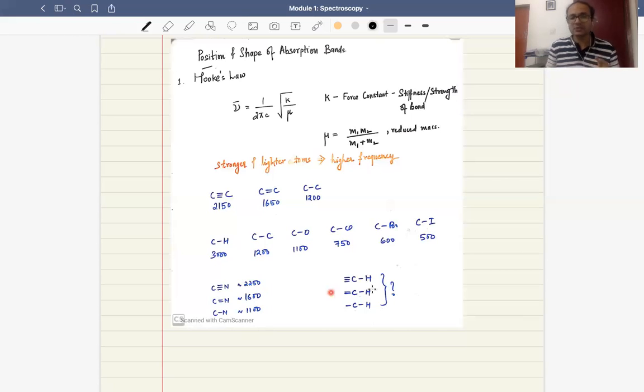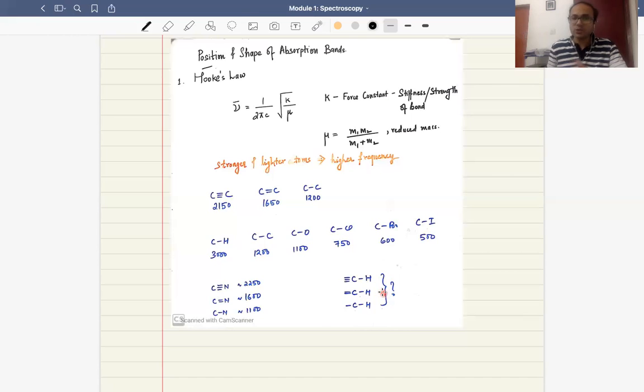Now what I would like you to do is, here I have given you three CH bonds, and they have different values. I would like you to get hold of an organic chemistry book and find out the value, that is the wave number, at which these CH bonds appear in infrared spectroscopy, and then tell me why these values behave in a particular fashion. That is the work you're going to do and report in the live session.